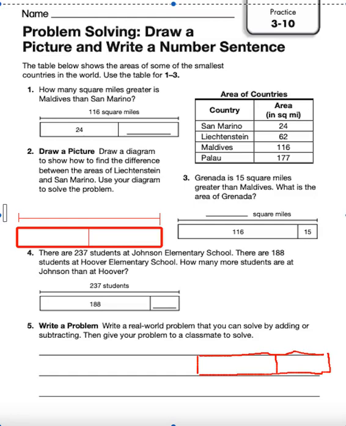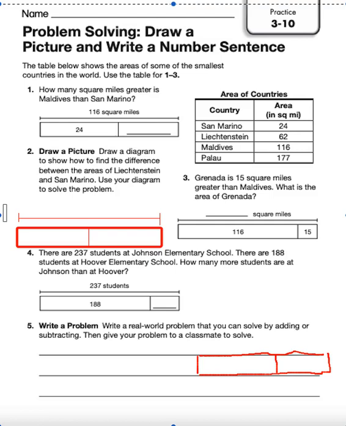Hi everyone, we're going to go over the practice for 310. And again, this is problem solving. You're drawing a picture and writing a number sentence to go with it. As I go through these with you to find either the sum or the difference for each of these problems, most of these are going to be on your own that you're finding the answer. But we're going to go through and read through the problems and highlight important information. And then you guys will have to go into the next step, which is actually solving the problem.